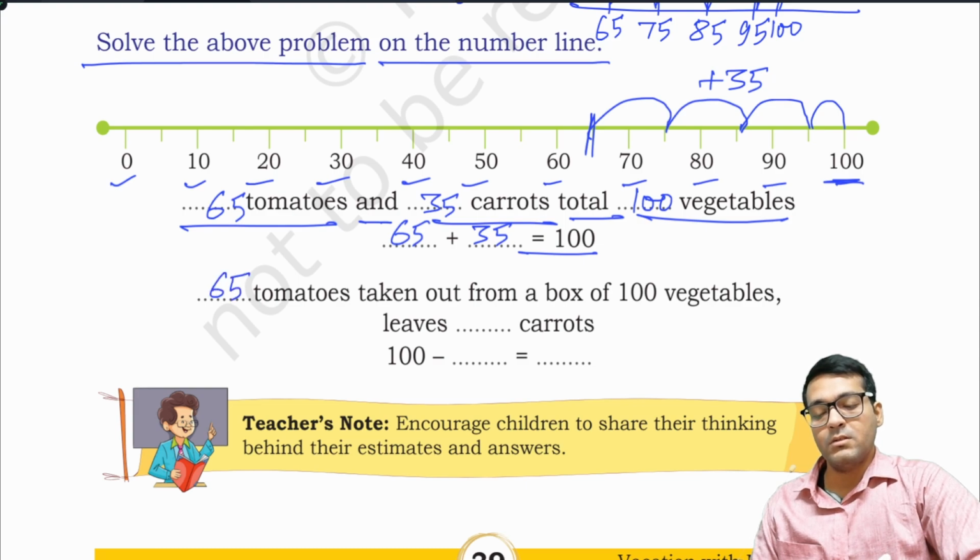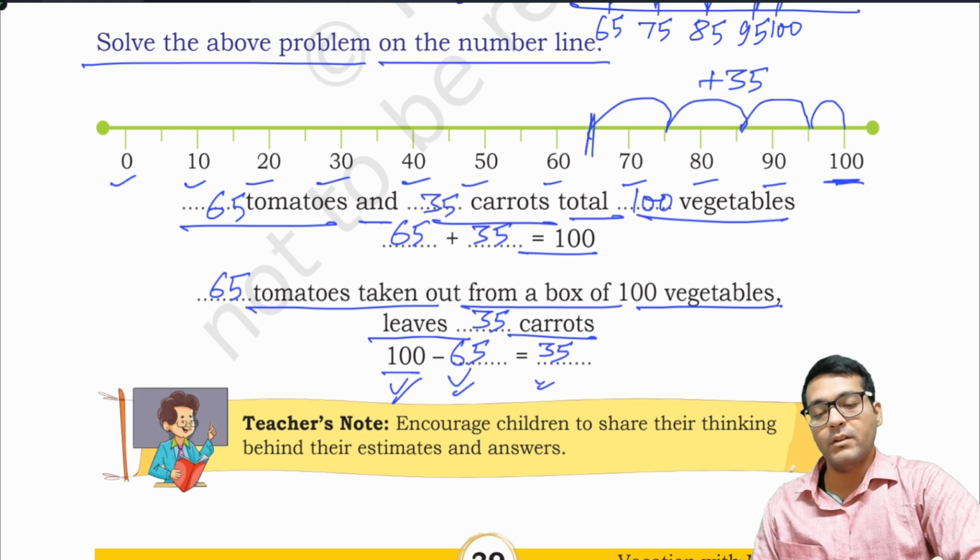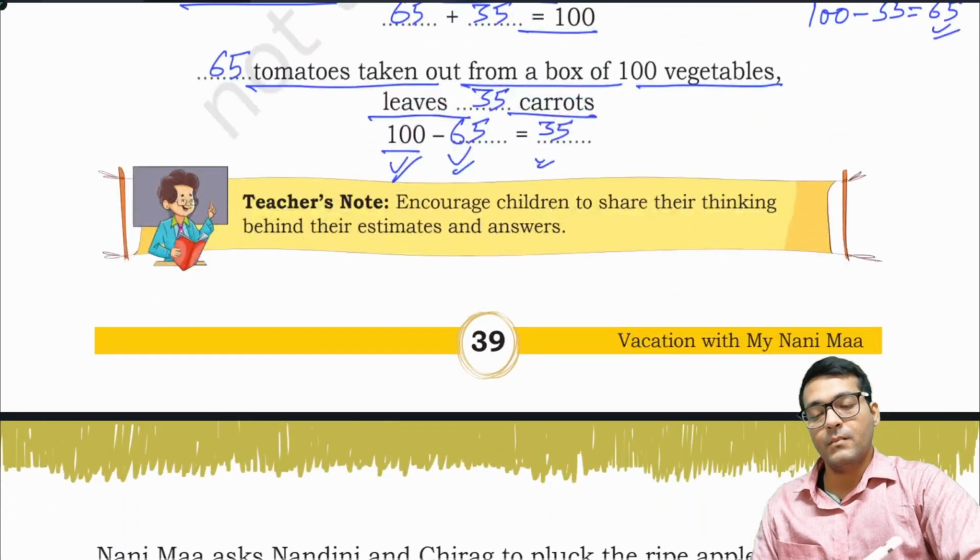65 tomatoes taken out from a box of 100 vegetables leaves 35 carrots, or 100 minus 65 is equal to 35. If you take 65 out of 100, you will get 35, or if you take 35 carrots out of 100 vegetables, you will get 65 tomatoes. Teacher's note, encourage children to share their thinking behind their estimates and answers.